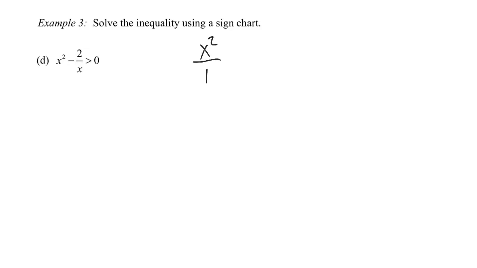Remember that x squared could really just be written as x squared over 1, so we have x squared over 1 minus 2 over x is greater than 0, and my objective here is to get a common denominator, and the common denominator is just going to be the product of these 2 denominators, 1 and x. And so if I multiply 1 and x, this is going to give me x. And now I need to multiply these fractions by something in order for them to also have a denominator of x.